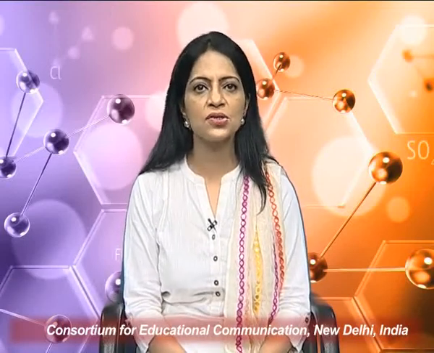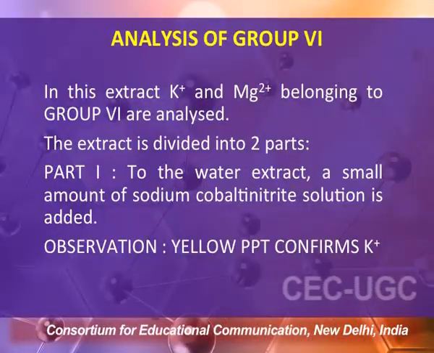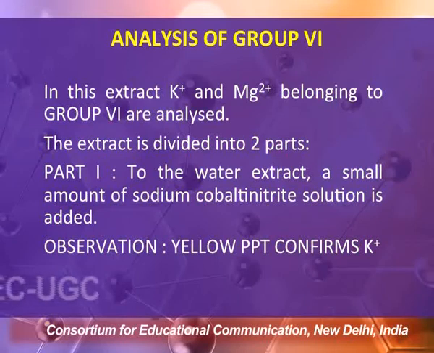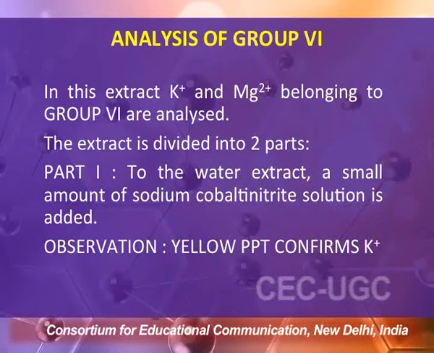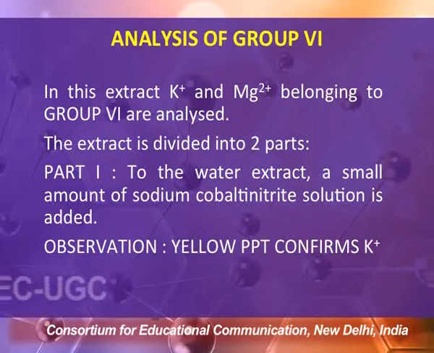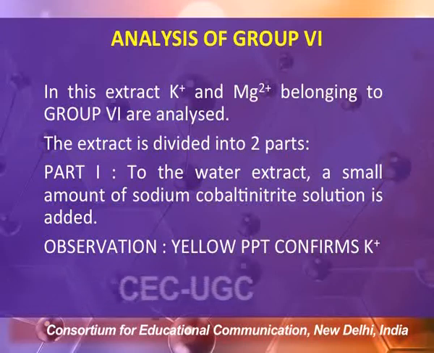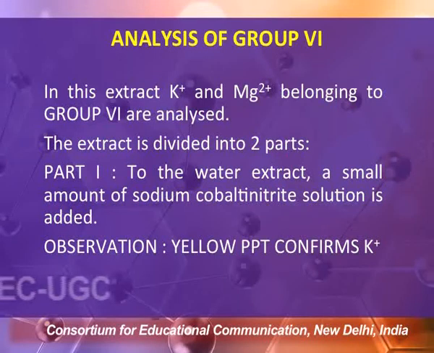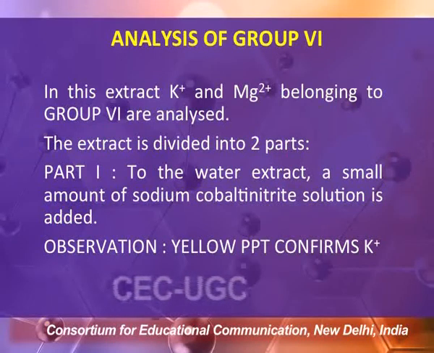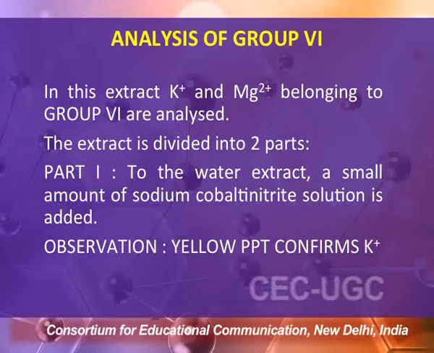Now, this water extract is divided into two parts. To the first part, a small amount of sodium cobaltinitrite solution is added. If a yellow precipitate is obtained, it confirms potassium ions in the mixture, and this is the equation which is explaining this. Potassium ions on reaction with sodium cobaltinitrite produce potassium cobaltinitrite, which is giving a yellow precipitate and hence confirming the presence of potassium ions in the mixture.